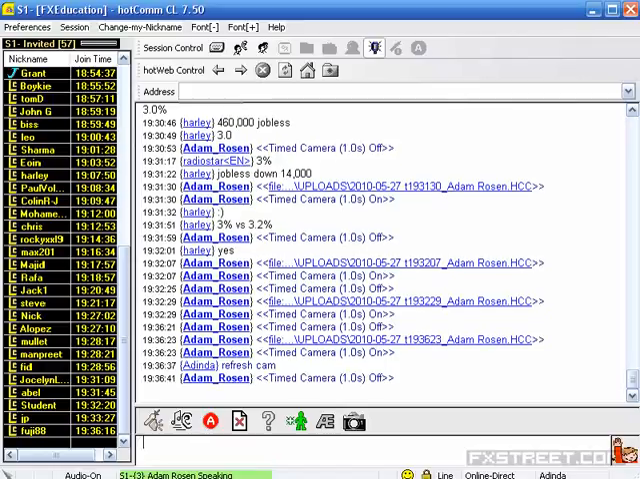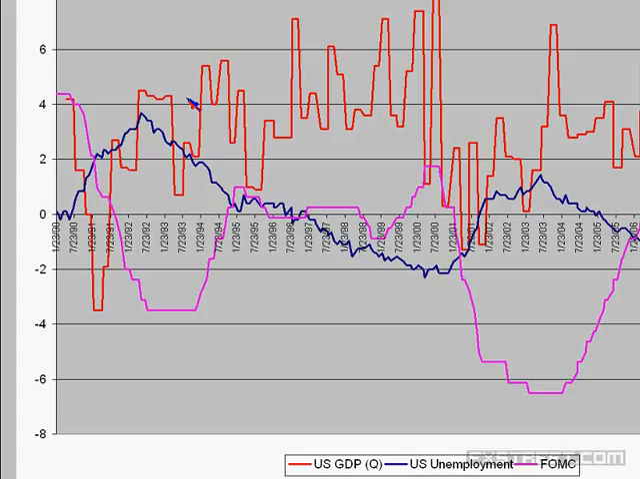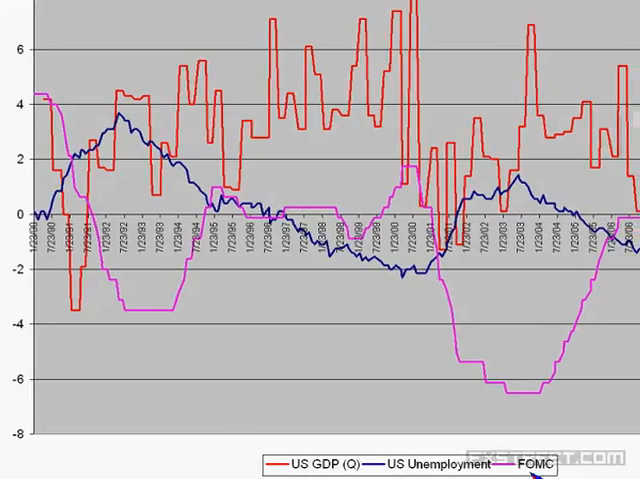Unemployment rate, anybody know where we are right now? 9.9%. The red line, there's a little color code key at the bottom as well. However, the red line represents gross domestic product, what we just saw a few minutes ago. The blue line represents the U.S. unemployment rate. Currently, the U.S. unemployment rate is 9.9%. Currently, GDP numbers now fell to 3%.